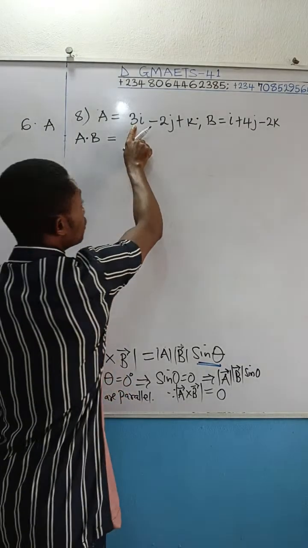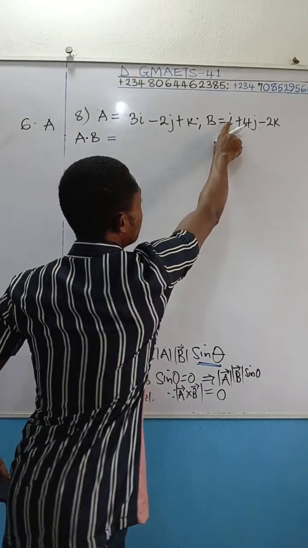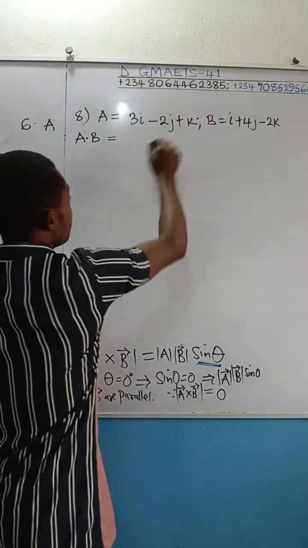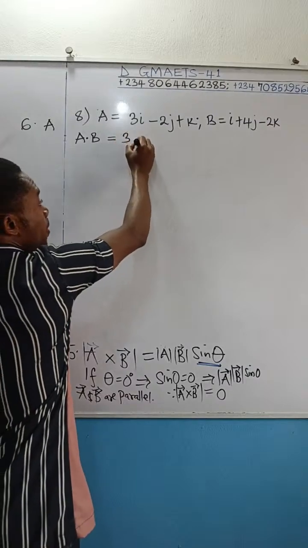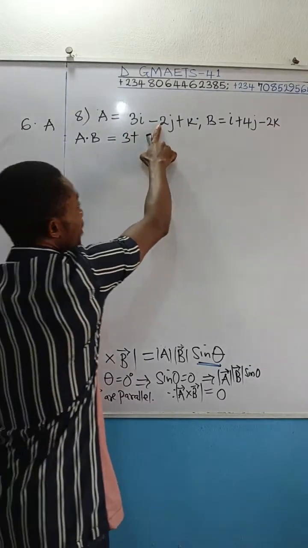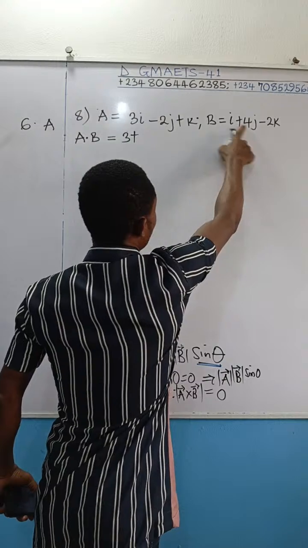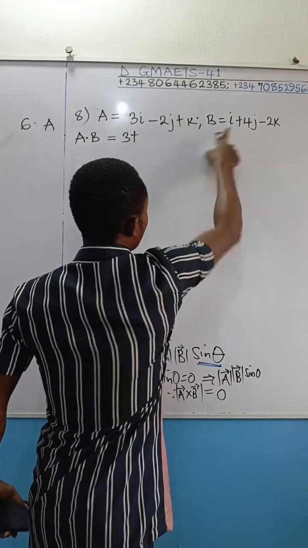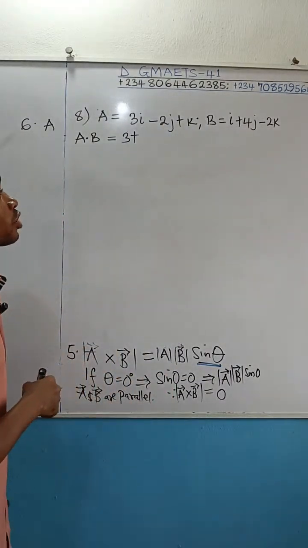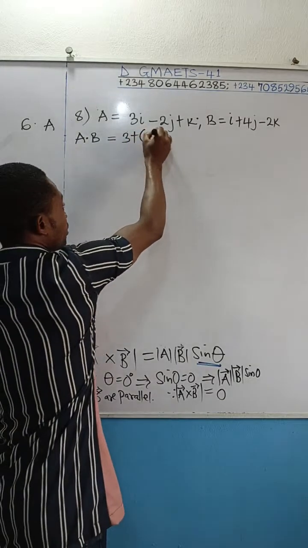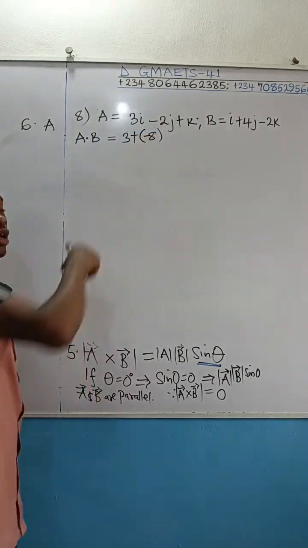Dot product, I'm going to do 3 times 1. The coefficient of i here is 1. 3 times 1 is going to give me 3. Then plus minus 2 times plus 4, the j component or y component. Minus 2 times 4 will give you minus 8. So you see, I shouldn't have put plus here, but it doesn't matter.